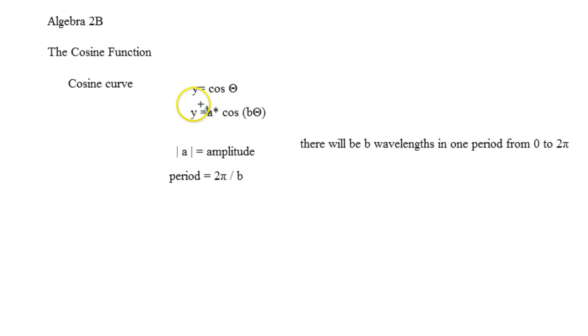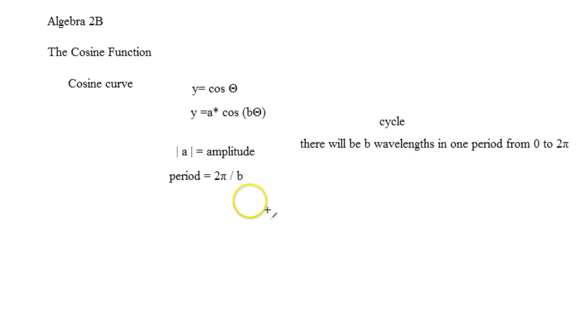So back to the actual function. If we add the variable a and the variable b, the absolute value of a will be the amplitude, just like with sine. The period will also be 2 pi divided by b, and there will be b wavelengths in one period from 0 to 2 pi. I've also realized that sometimes they might call it a cycle. Physicists call them wavelengths. They're both the same thing and work the same way. There's just that many in there.